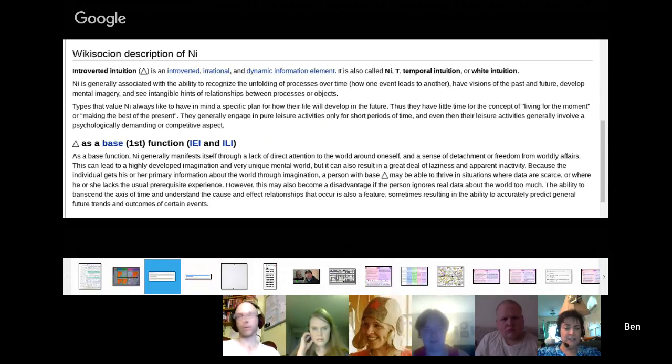What does "as a base function" mean? Is that the lead function? Yeah. Okay.